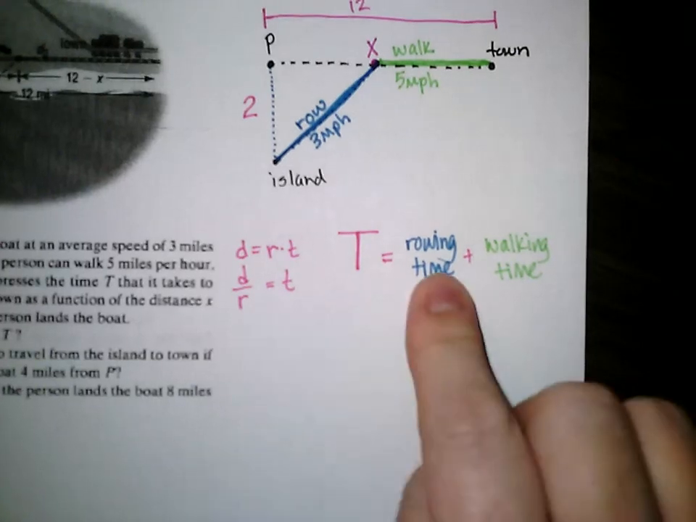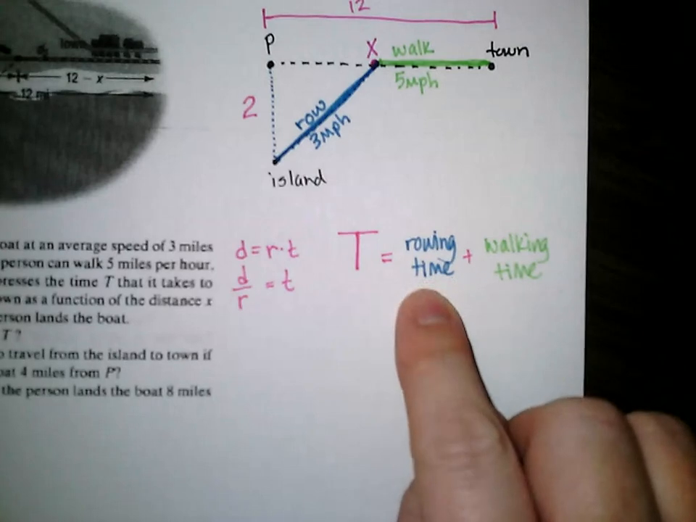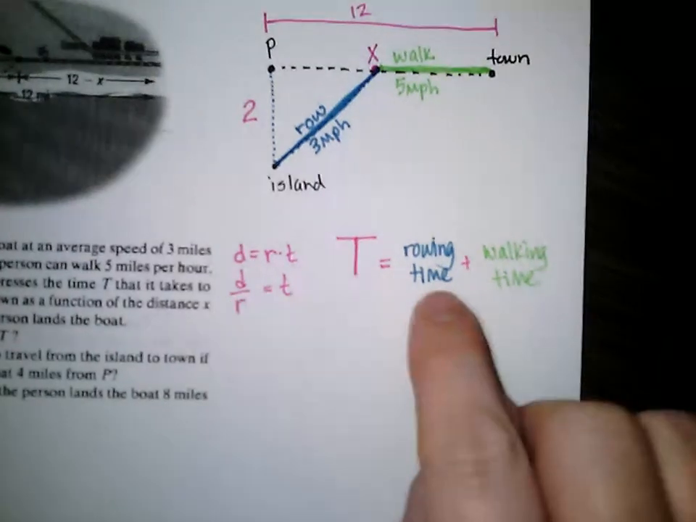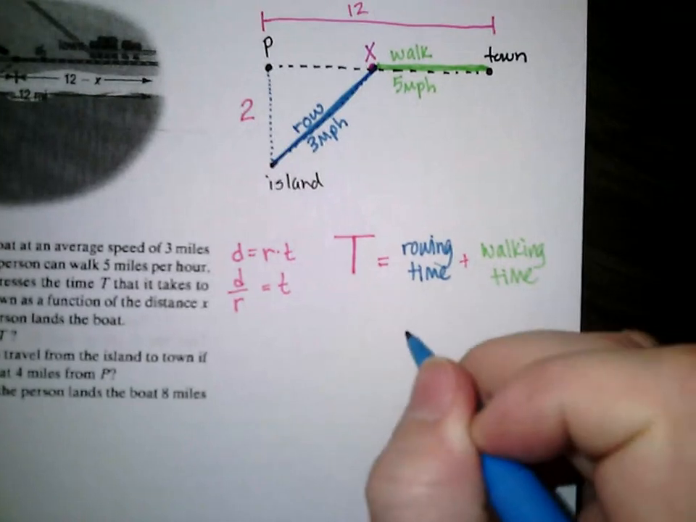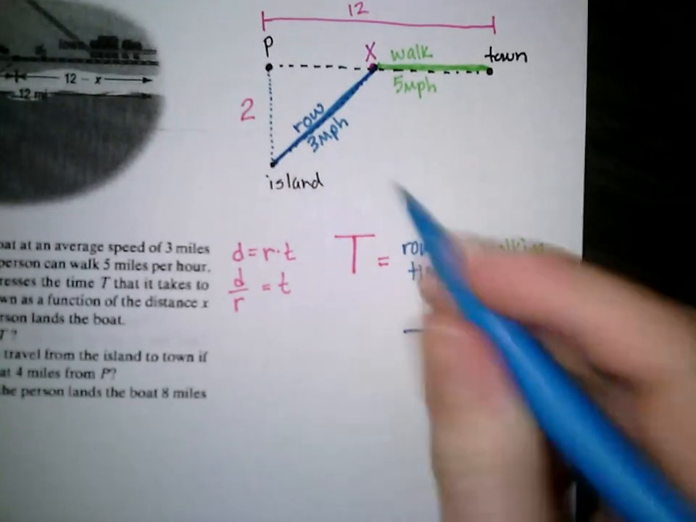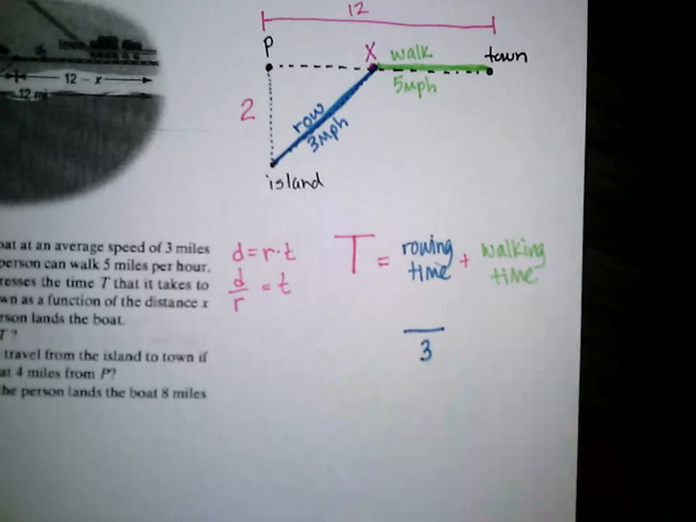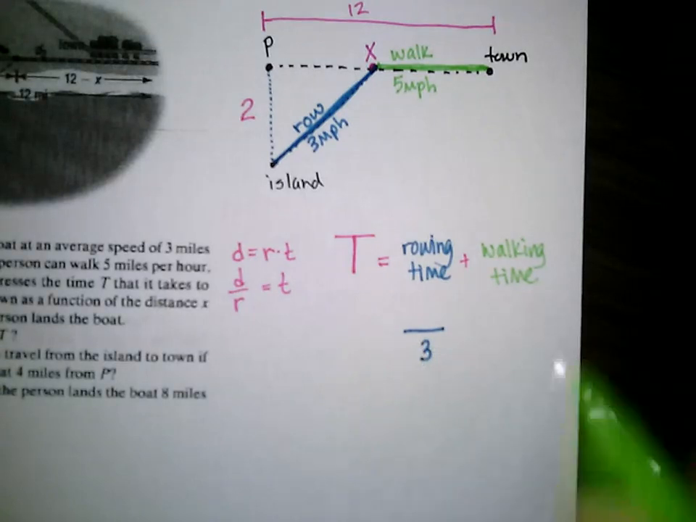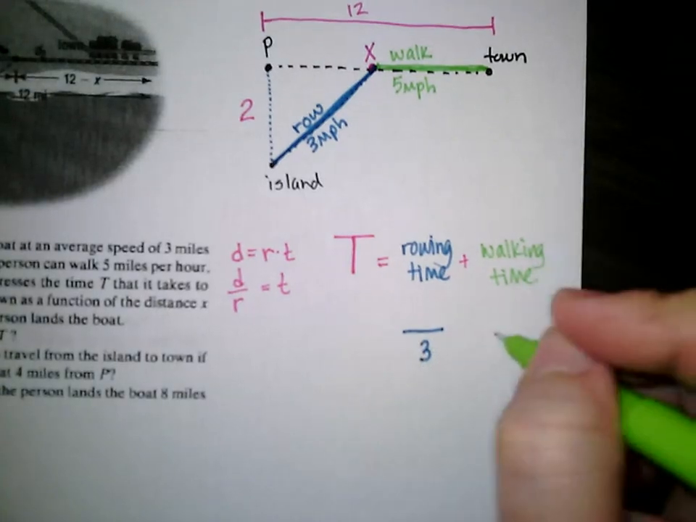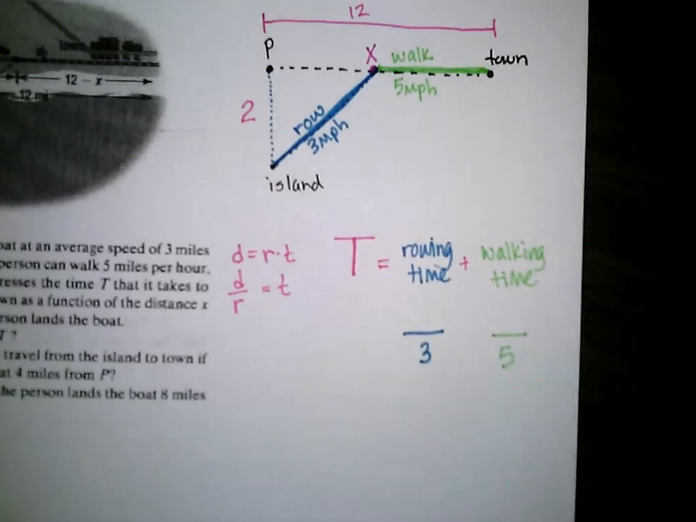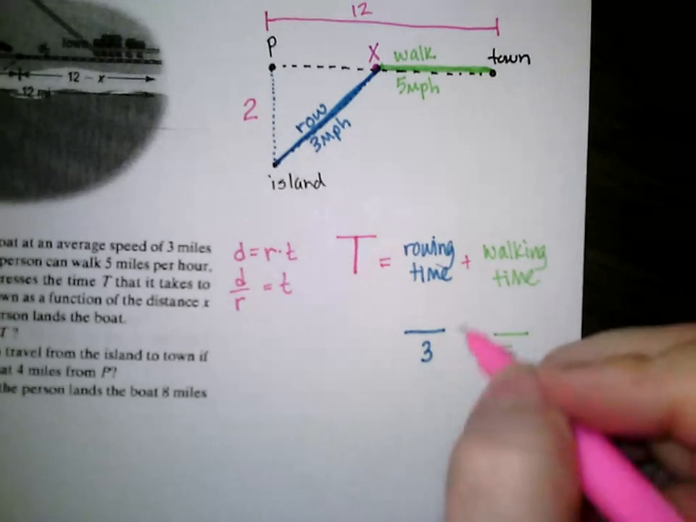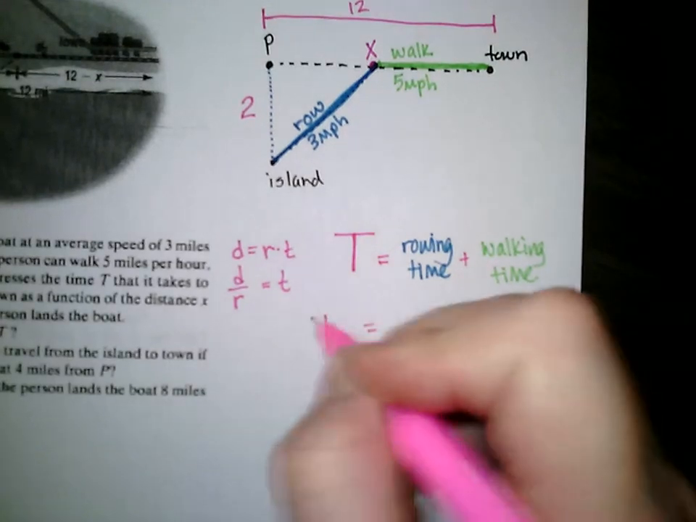So for the rowing time, I'm going to need to do the rowing distance divided by the rowing rate. Well, I don't know the rowing distance at this point. I do know the rowing rate is 3 miles per hour. And the walking, I don't know its distance either, but I know its rate is 5 miles per hour. So we're going to have to do a little bit of figuring out to get this equation going.